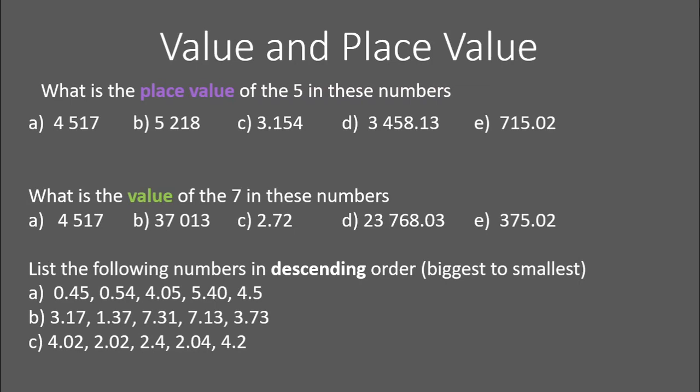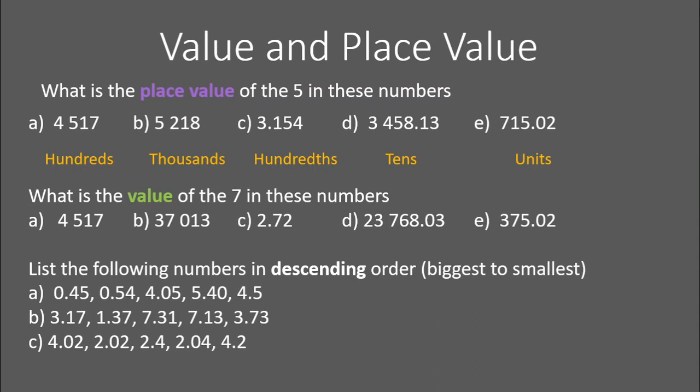I hope you had a chance to hit pause and copy those out. Let's go with the answers. So questions A to E for the place value. That's the position name. The hundreds, the thousands, the hundredths, the tens, and the units. I really hope you copied the question as well, because just writing these place value names won't mean anything to you when you're going over to revise this.